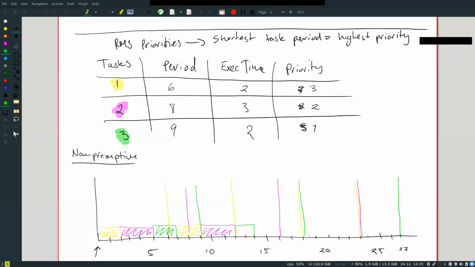Actually, wait, sorry, my bad. No, it's not. So now we're at the 12th tick, and task 1's period has come around again. So it's now ready, and we have task 3 and task 1 that are both ready. Task 1 has the highest priority, and so what this means is that we're going to have task 1 run again for 2 ticks. And now we can run task 3 again.